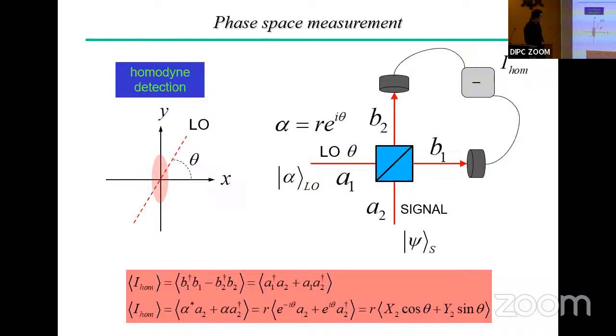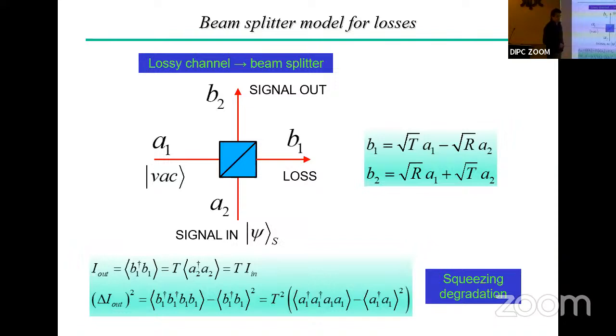Now, what about losses? What do losses do with squeezing? It's very interesting that there is a very simple model to see what happens when the squeezed light passes through a lossy channel. Okay? And this model is again the beam splitter. Any lossy channel you can model as a beam splitter in which part of the beam is transmitted, part of the beam is reflected to some place that you don't access, okay, some information that is lost.